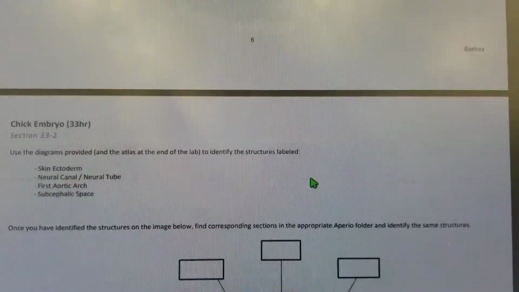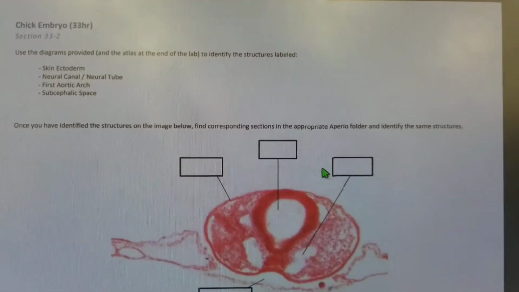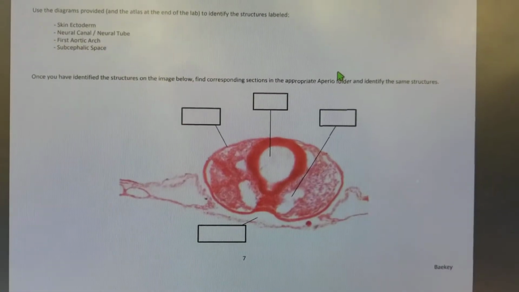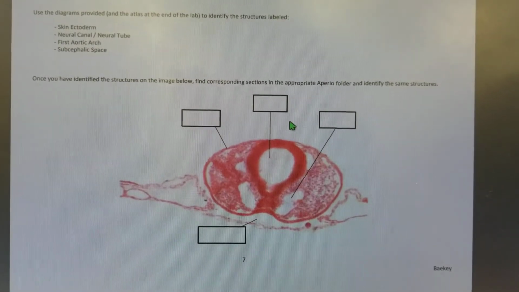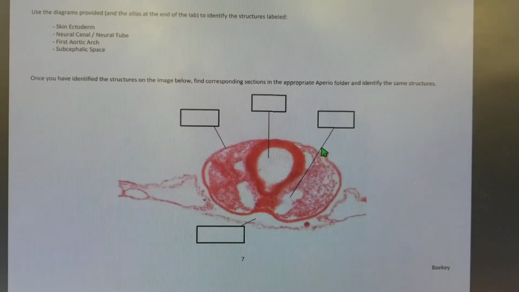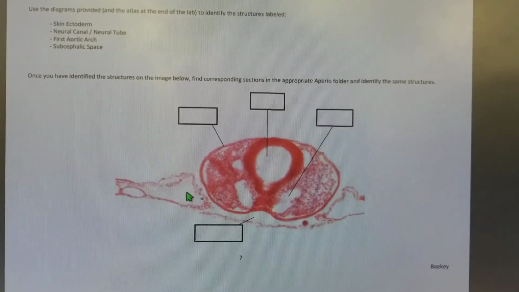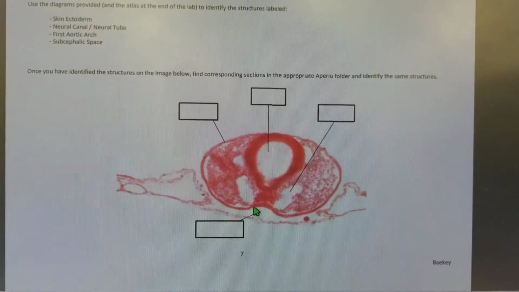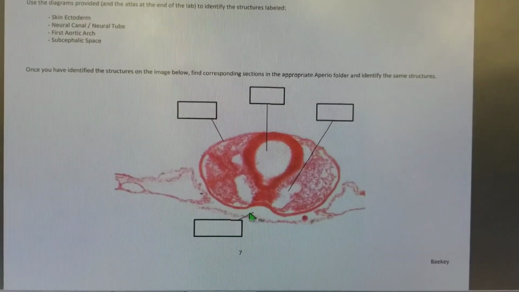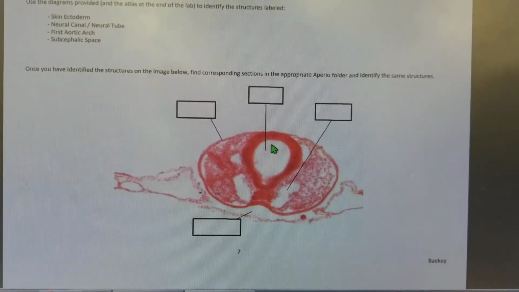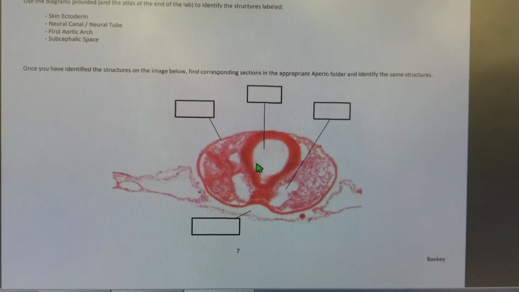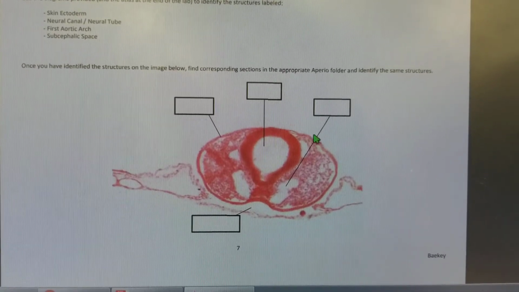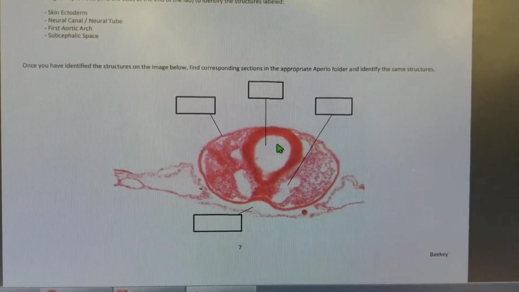Now we go further down in the embryo, and we're going to identify more structures. We're at the embryo at this stage. Remember, these are lateral to the embryo here. This space here at the bottom is going to be the subcephalic space or pocket. This is going to be more neural tube. This is going to develop into the brain right here. This is neuroectoderm, and this is the neural canal.